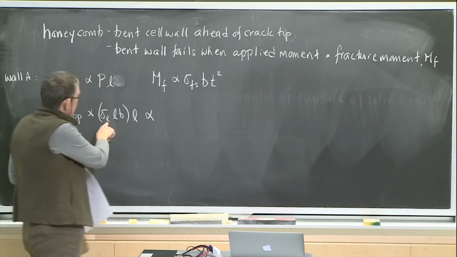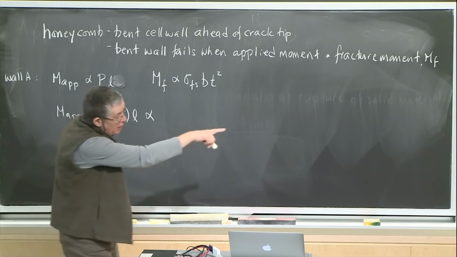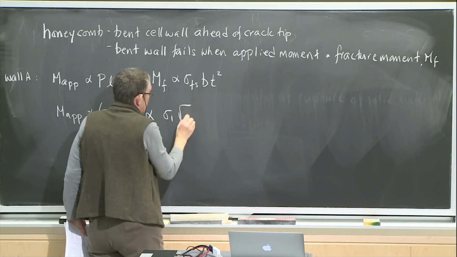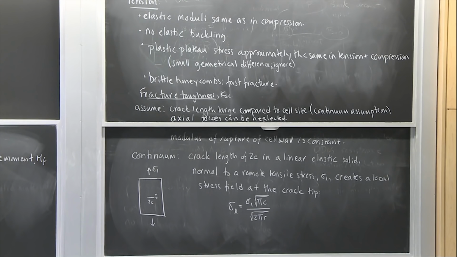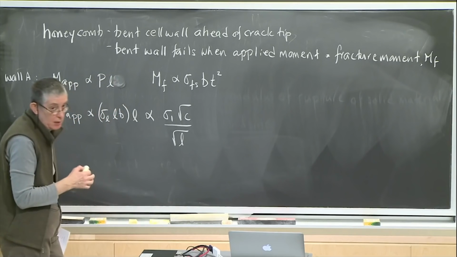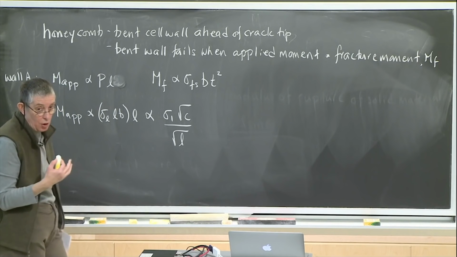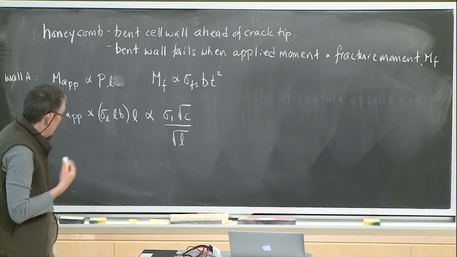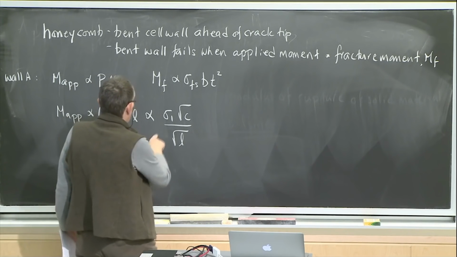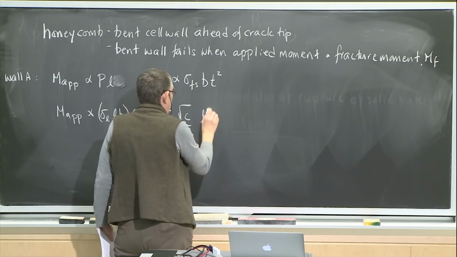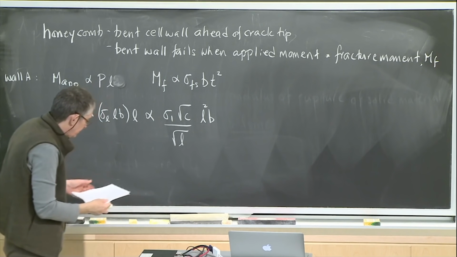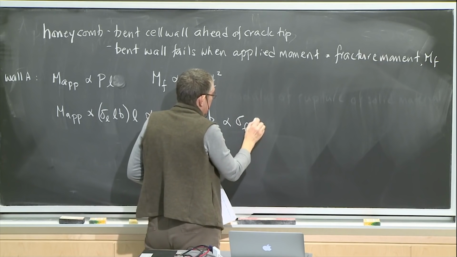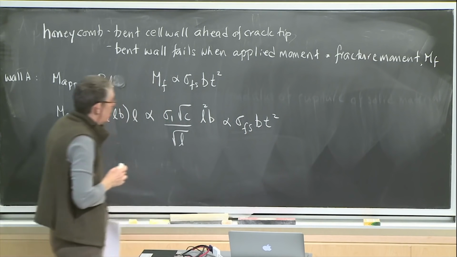And then that local stress, sigma L, I can replace with that equation over there. So that local stress is going to go as sigma 1 times the root of C over the root of R. And I'm going to say the distance ahead of the crack tip goes as L. So instead of having R, I'm going to say it's L. It's not necessarily exactly L, but it's going to be some sort of fraction of L. So that's my local stress there, and then I've got an L squared times B. And if I set that equal to the fracture moment, that's going to be proportional to sigma fs B t squared.